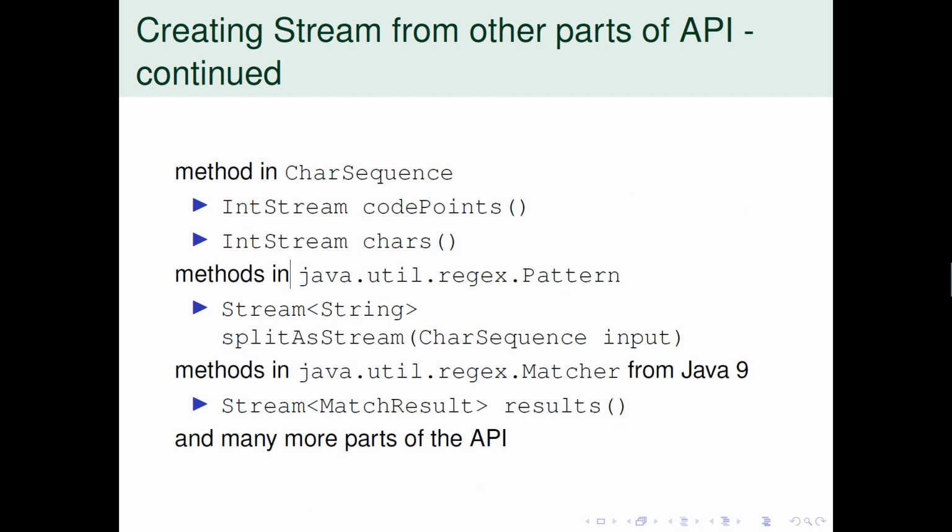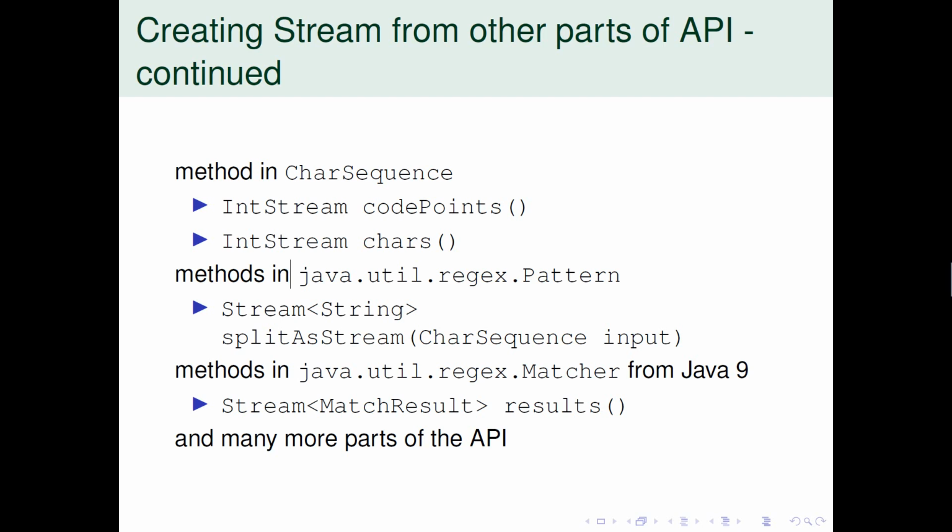Even with a CharSequence, that would give you an int stream. CharSequence is implemented by your String class, and the StringBuffer and StringBuilder classes. You can use the method called chars, or you can use the method called codePoints. That way the Unicode code points will be available.